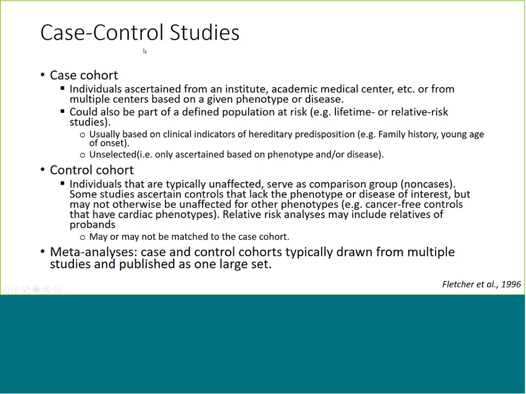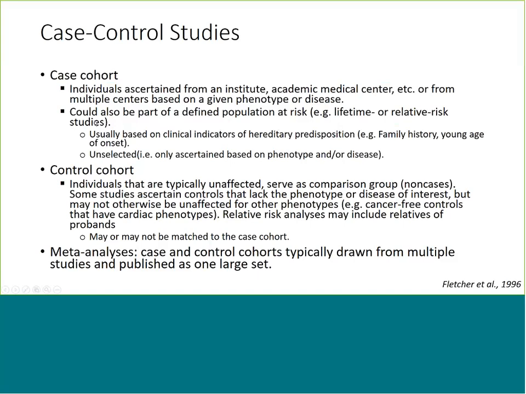So to start out, case-control studies are usually composed of 2 cohorts. These are essentially cohort studies. For instance, the case cohort is usually composed of individuals ascertained from an institute, an academic medical center, a diagnostic lab potentially, or from multiple centers based on a given phenotype or disease. But the individuals in a case cohort could also be part of a defined population at risk. So these could potentially be healthy individuals, but the study could be looking at lifetime or cumulative risks or relative risks for particular variants in a gene, or a single variant in a gene, such as CHEK2 1100delC.